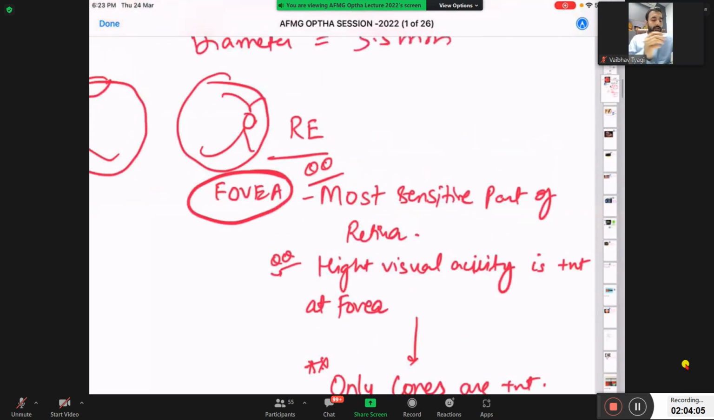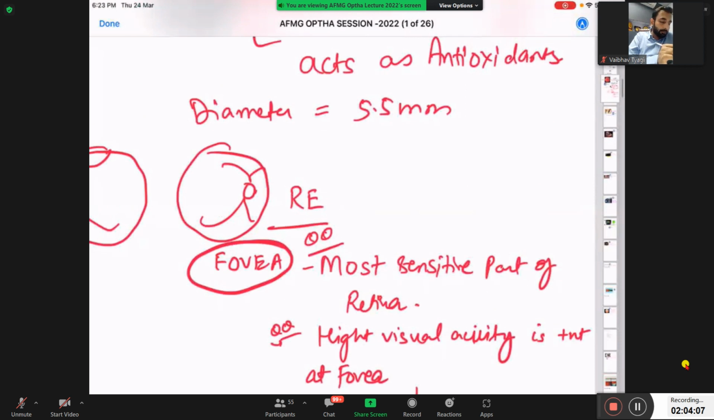So, what is the location of the fovea centralis? Suppose this is our macula lutea, and this is the center point of the macula lutea. So this center point of the macula lutea is called the fovea centralis. This is the most sensitive part of your eye because in the fovea centralis, the highest visual acuity is present. Next, only cones are present, rods are absent.